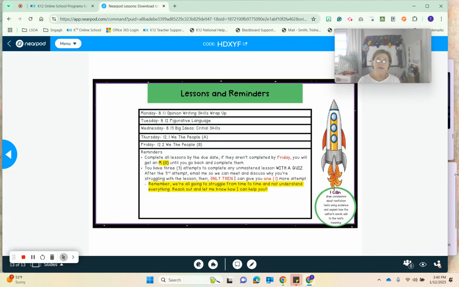Lastly, today you are going to be working in ELA, you're going to be working on 8.11, opinion writing skills wrap up. Tuesday, 8.12, figurative language. Wednesday, 8.13, big ideas, critical skills. Thursday, 12.1, we the people A. And Friday, 12.2, we the people B.